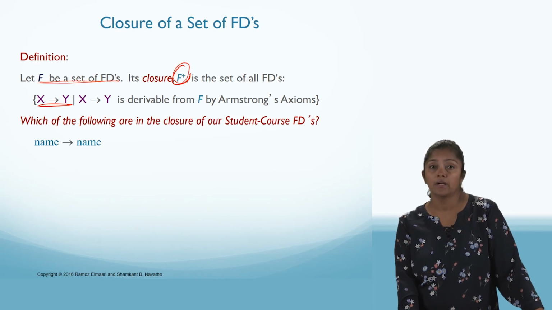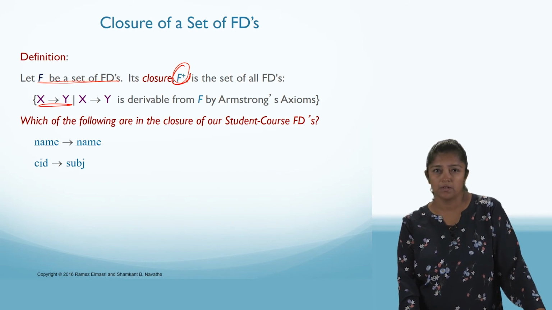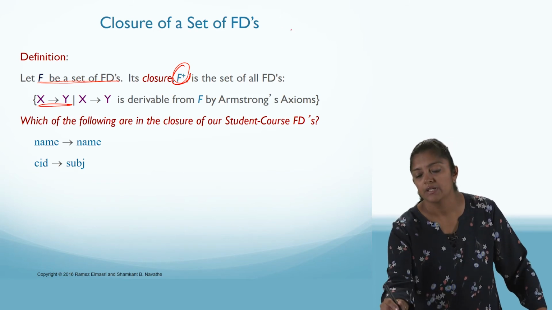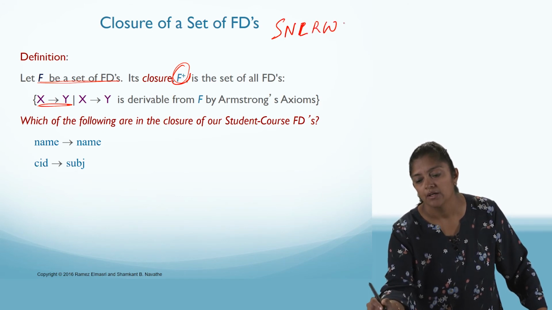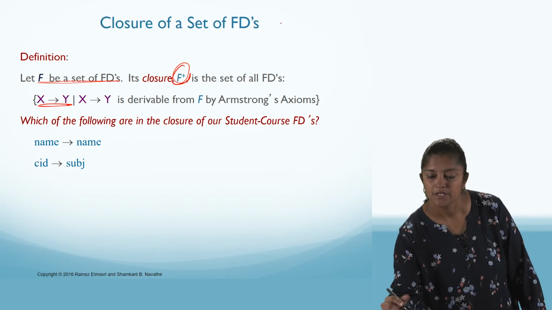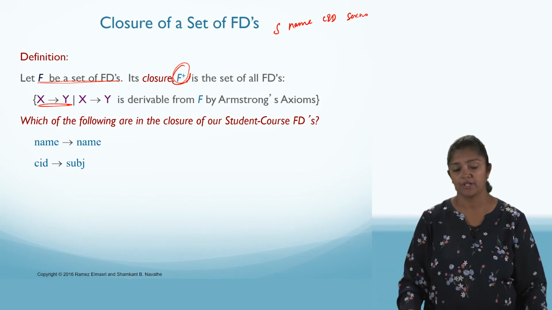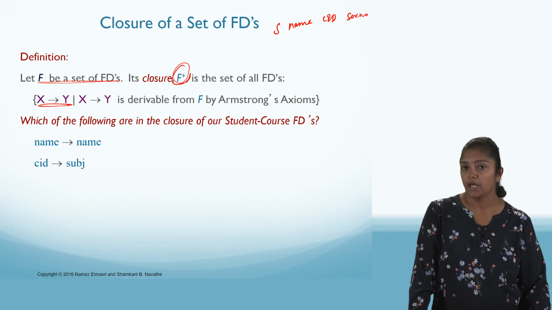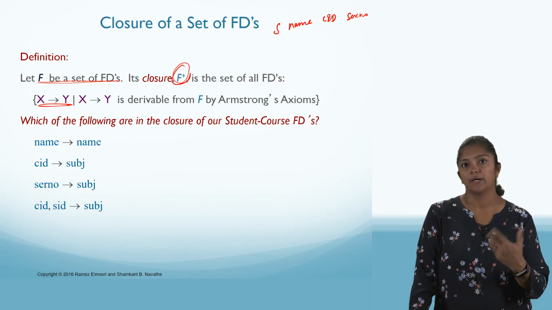Now, which of the following are in the closure of student course functional dependencies? So student course table is what we saw earlier with the student ID, name of the student, course ID, serial number. We're referring to that example. And what we want to see is which of the FDs shown here belong to the closure.